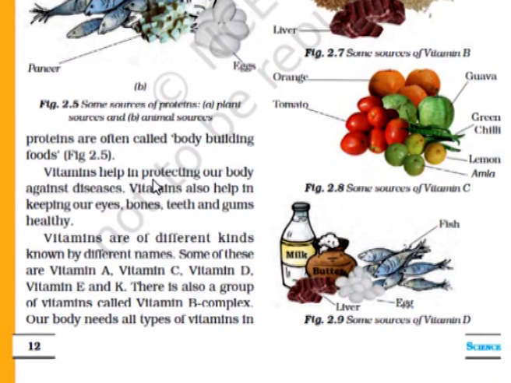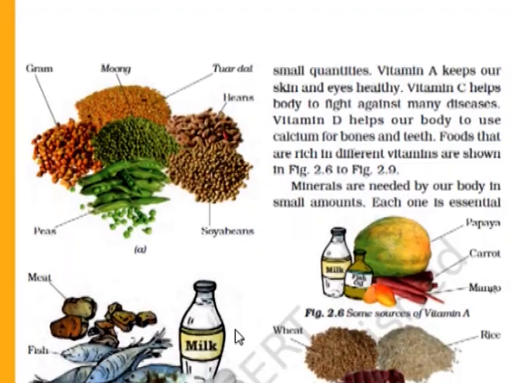Vitamins help in protecting our body against disease. Vitamins also help keep our eyes, bones, teeth, and gums healthy. Vitamins are required in very small quantity, but vitamins are of different kinds known by different names. Some of these are vitamin A, vitamin C, vitamin D, vitamin E, and K. There is also a group of vitamins called vitamin B complex. Our body needs all types of vitamins in a very small quantity.